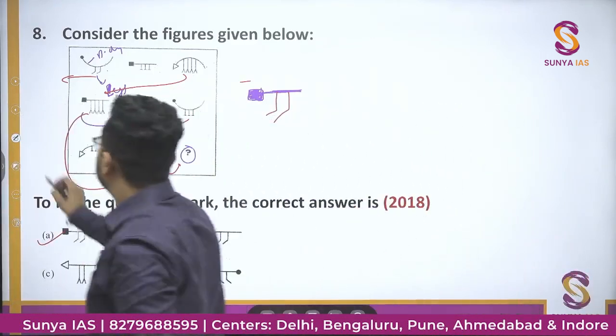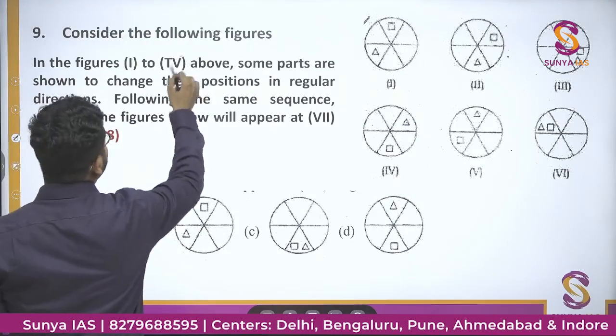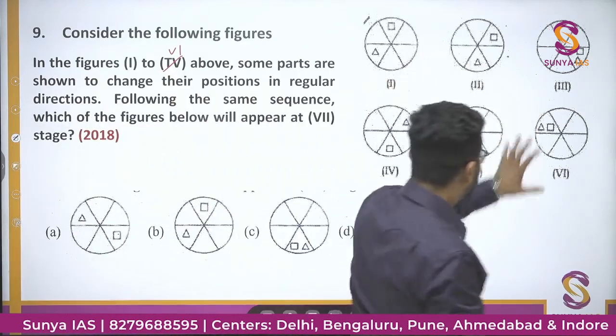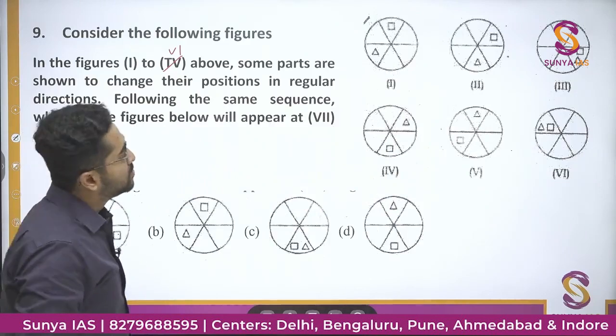Okay, so next question. In the figure 1 to 6 above, some parts are shown to change their position. Some parts are shown to change their position in regular directions following the same sequence, so the following will appear at the 7th place. अच्छा. This is the figure और आपको ना 7th प्लेस पे पता करना है, ठीक है? तो मैं इसका पैटर्न देखता हूं.